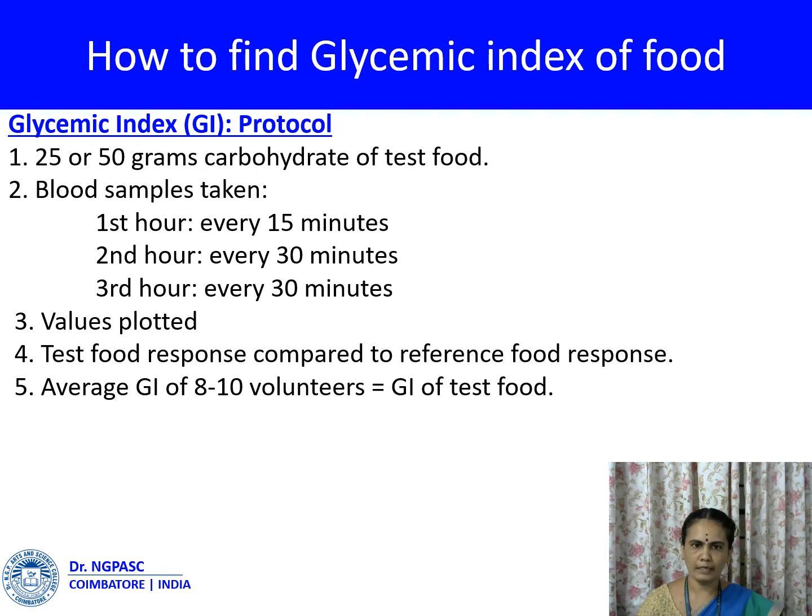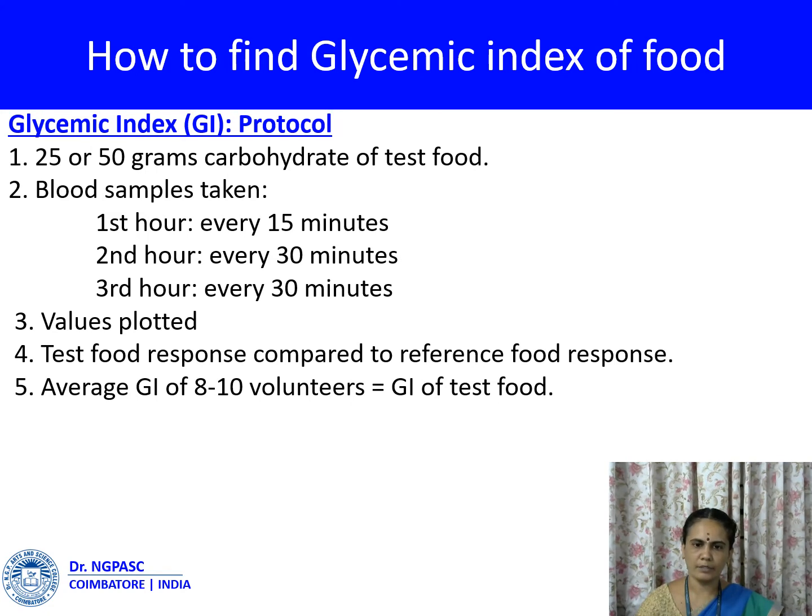How to find the glycemic index of food? We can take 8 to 10 volunteers, and they are supplemented with 25 or 50 grams of carbohydrate of test food. Blood samples are taken at intervals. During the first hour, a blood sample is collected every 15 minutes, and during the second and third hours, every 30 minutes.